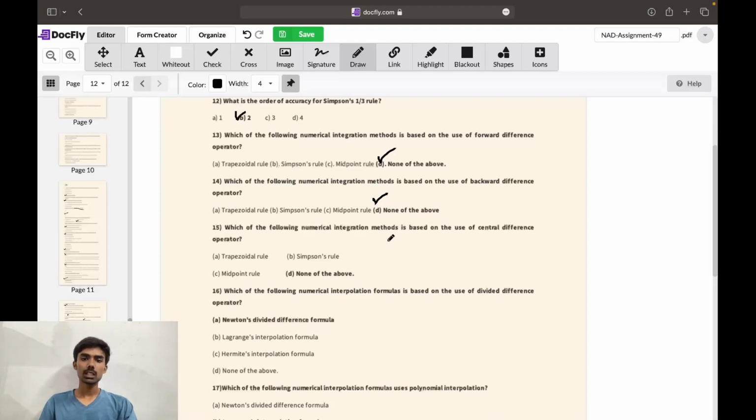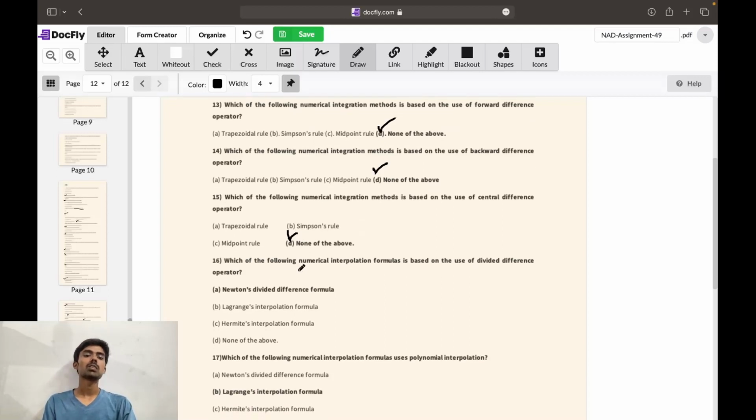For question number 15, we have: which of the following numerical integration methods is based on the use of the central difference operator? The central difference operator is used by Gauss forward or backward interpolation. So here none of these options are Gauss forward or backward interpolation, so option D is the right answer.